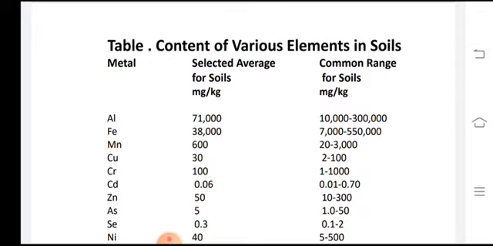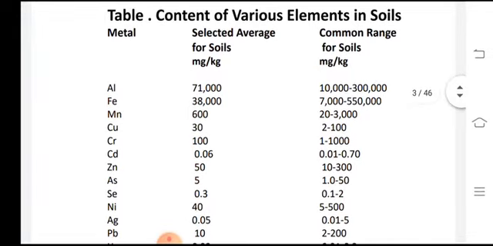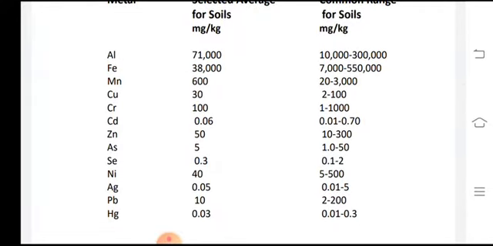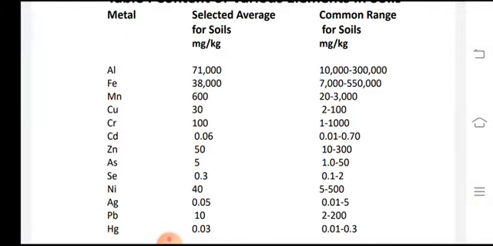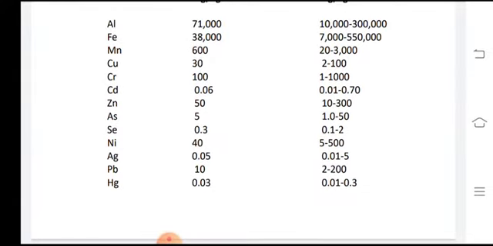For example, for metals like aluminium, on average it has a range of 71,000 milligram per kg. The common range of soils in milligram per kg is demonstrated here, and it ranges from 10,000 to 300,000. So this is the limit. Similarly, we have all the other limits. Let's see chromium. The selected average for soil is 100 milligram per kg, while the common range for soils is from 1 to 1000.